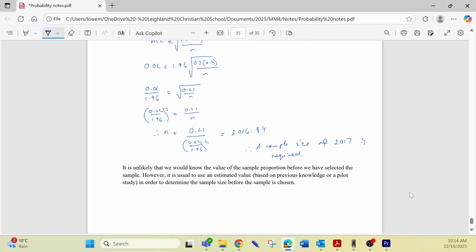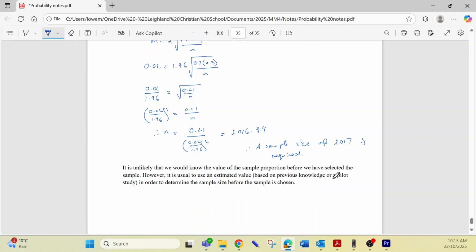Now, from a practical perspective, it's unlikely that we would actually know the value of the sample proportion before we've selected the sample. However, it's usual to use an estimated value based on previous knowledge, or perhaps a pilot study, in order to determine the sample size. You can just use that as an estimate so that you have a guideline for selecting the particular sample size that we need.